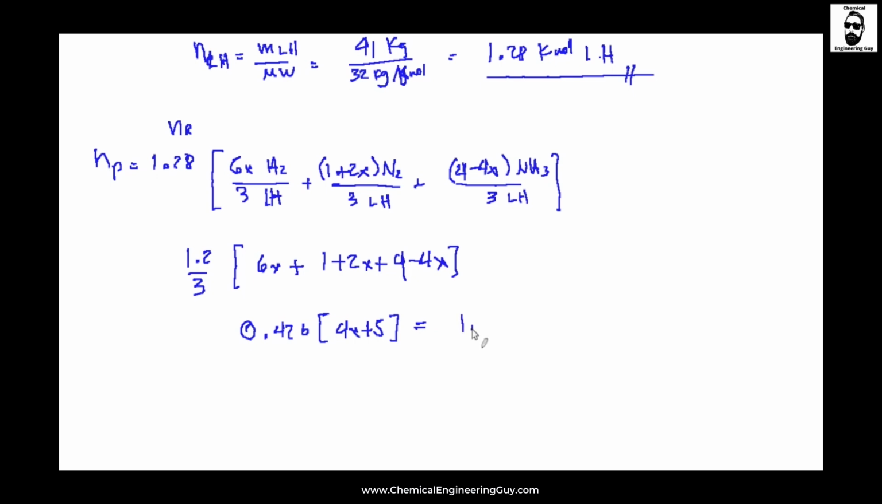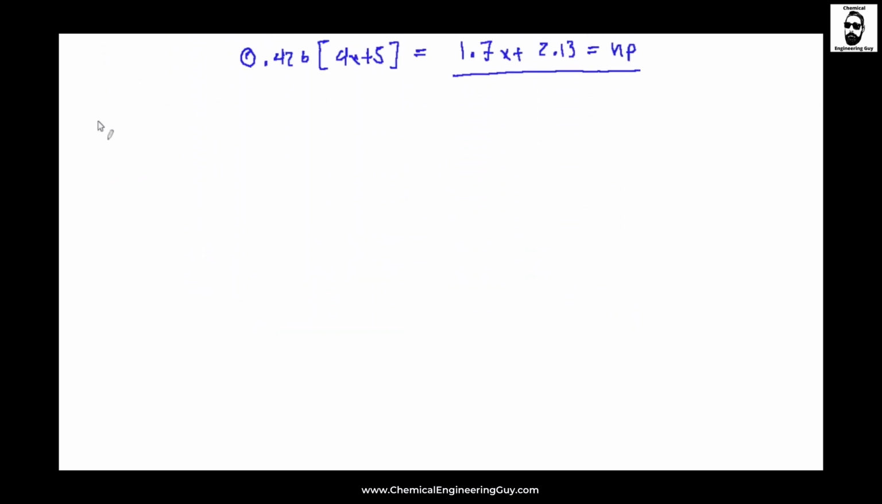Doing more numbers, 1.7x plus 2.13. So this is your expression for moles in product. They tell you to use Excel. In Excel, we model PV equals nRT, and we will calculate volume, which is essentially nRT divided by pressure.